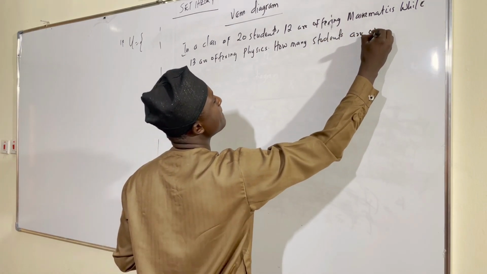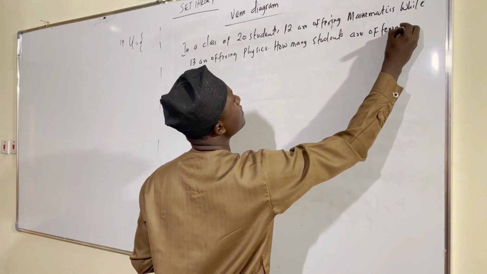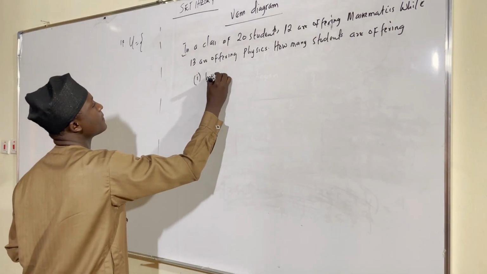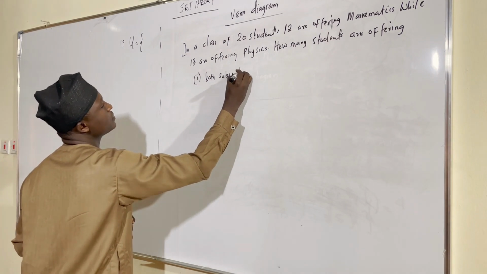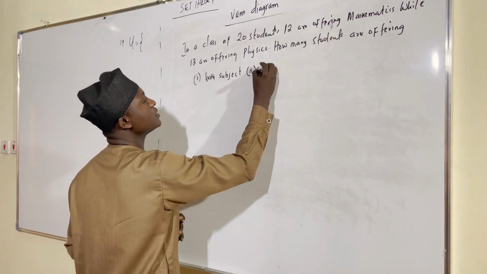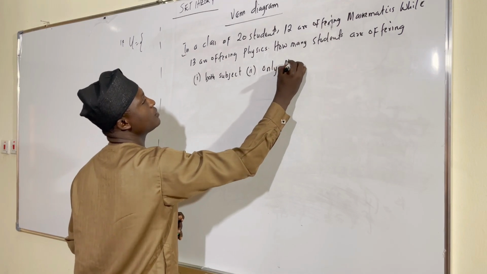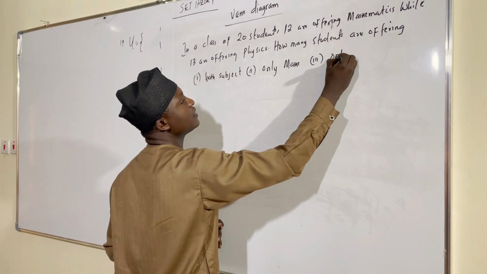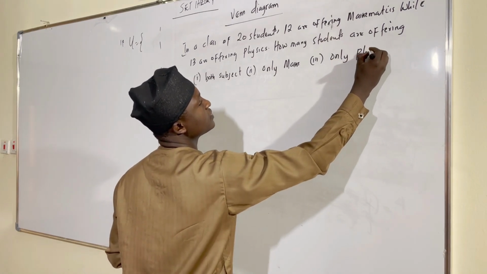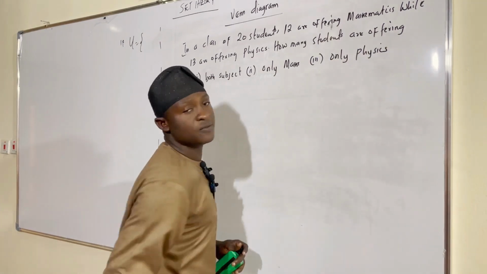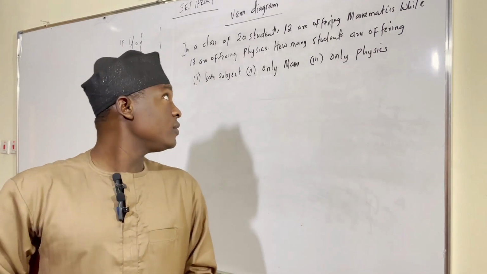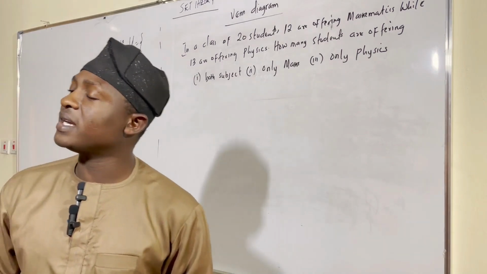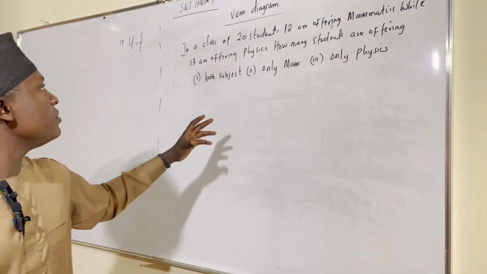how many students are offering: Roman figure 1, both subjects; Roman figure 2, only mathematics; Roman figure 3, only physics. This one is very simple and very easy to go about. Now, if you look at the problem, it's in the form of a word problem, but that doesn't matter. Either way, you can be able to solve it.